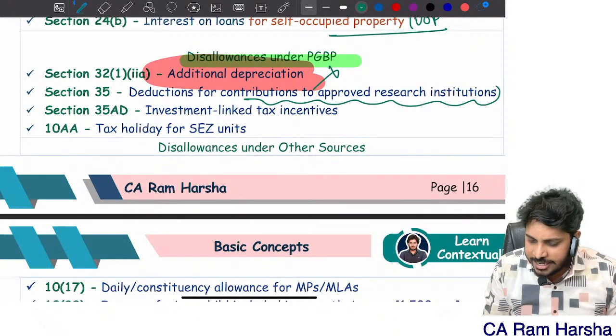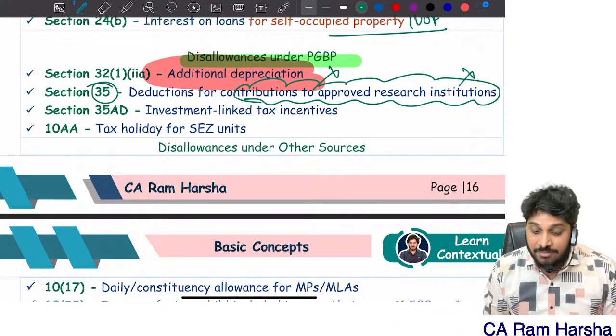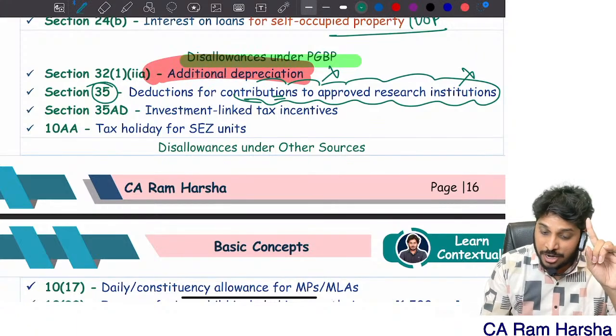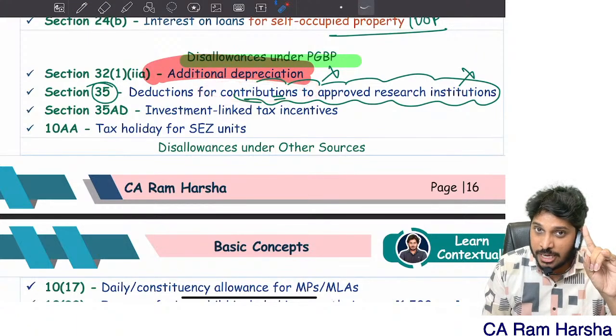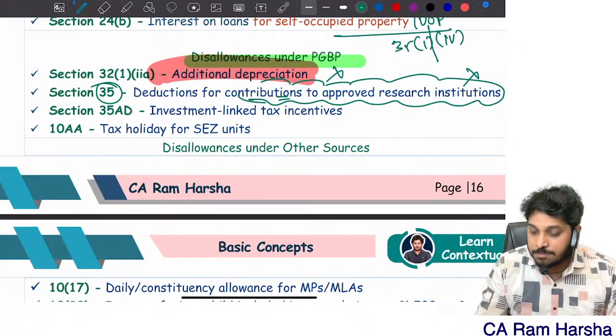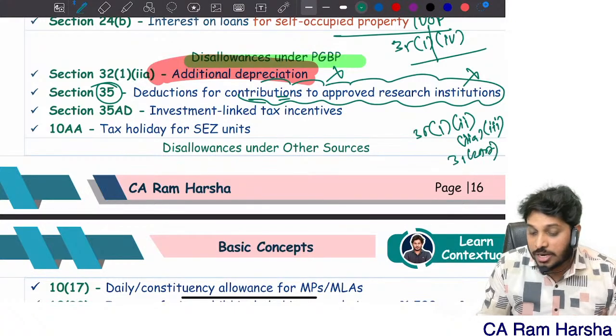You will not get deduction for scientific research expenditure. By the way, under section 35, no deductions only. The restriction is only for what? Very important point. Contributions only. We all know under 35 subsection 1 and subsection 4, that is different. 35 subsection 1 clause 2, clause 2A, clause 3, 35(2AA), these are different.